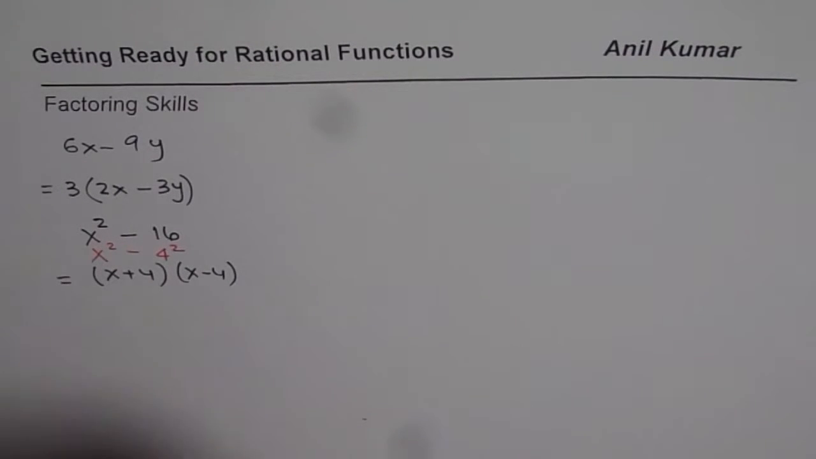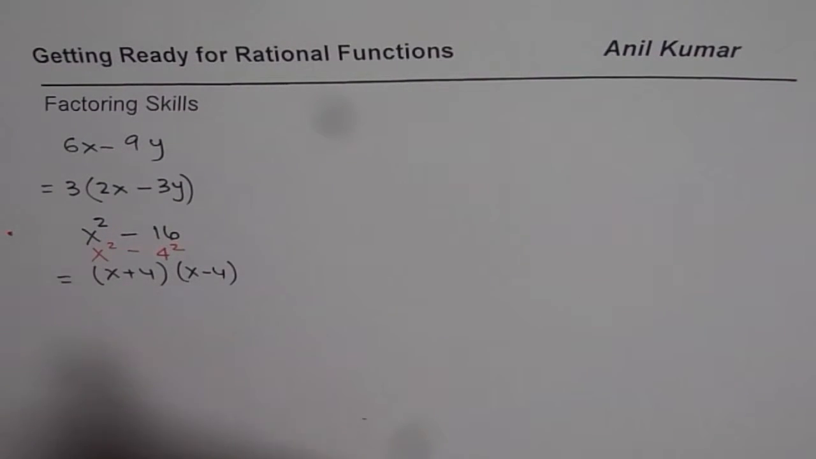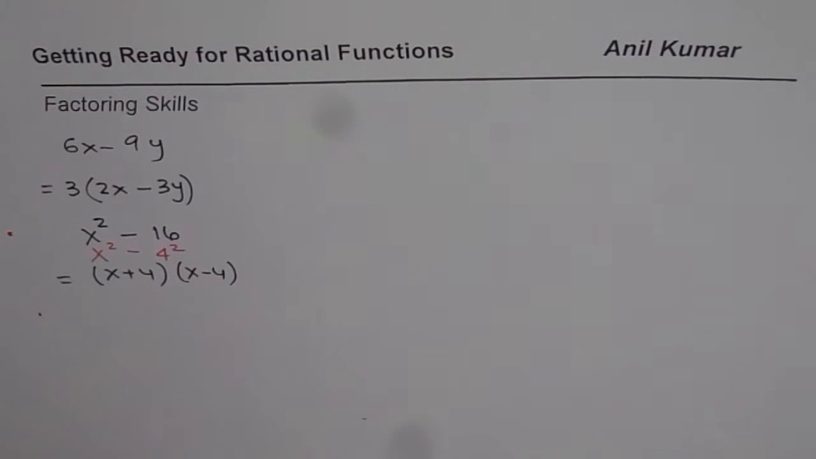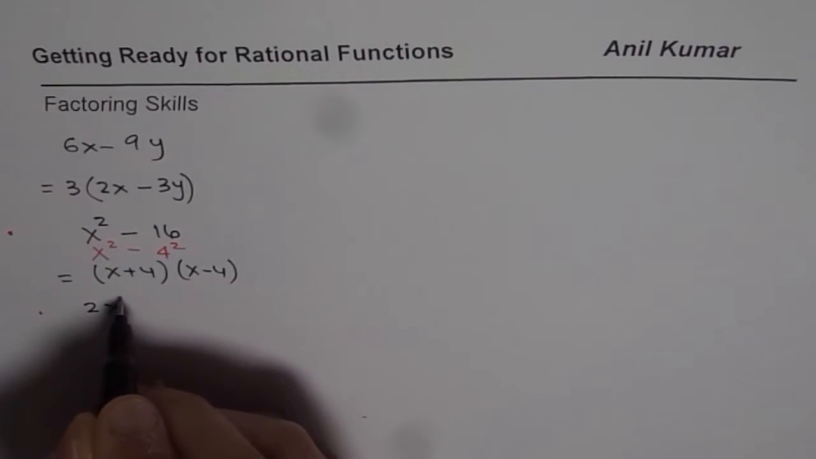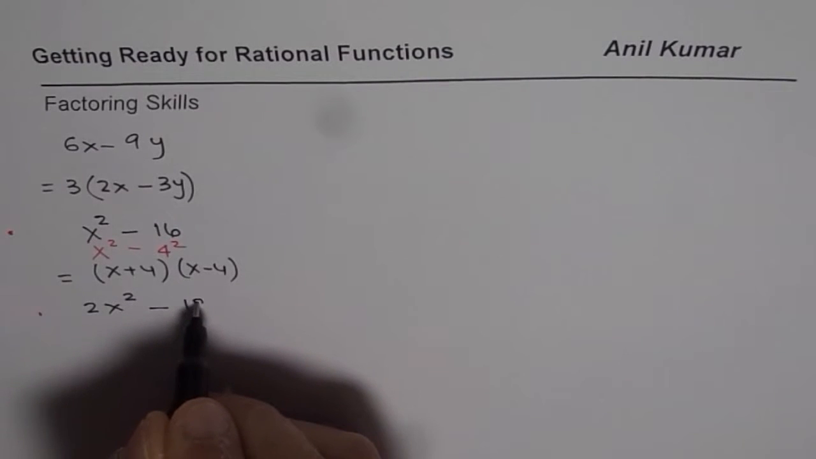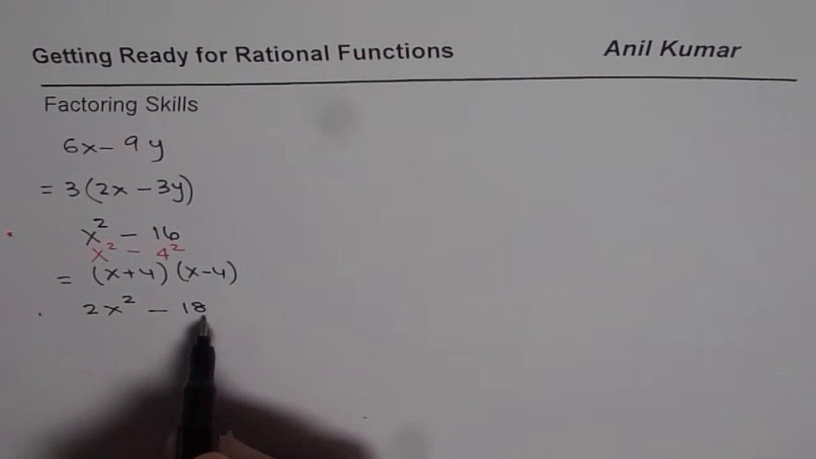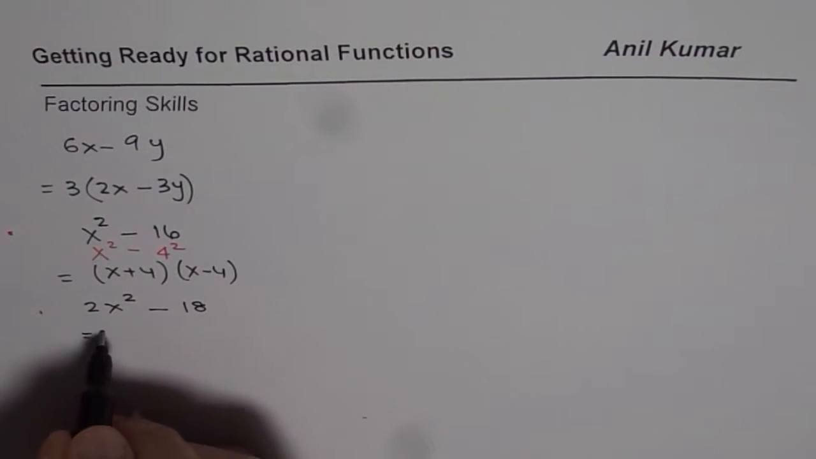So we have done two examples where we have considered common factoring and factoring by difference of squares. At times we could have a combination of these, right? So let me give you a combination this time. So combination really means something like this. Let us say we have 2x squared minus, let us say, 18, right? If I write 2x squared minus 18, it is not a difference of squares, but we could have 2 as a common factor. So let's factor out 2 first.